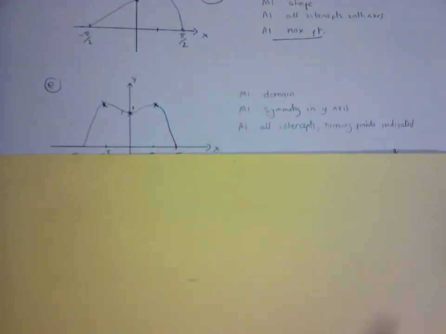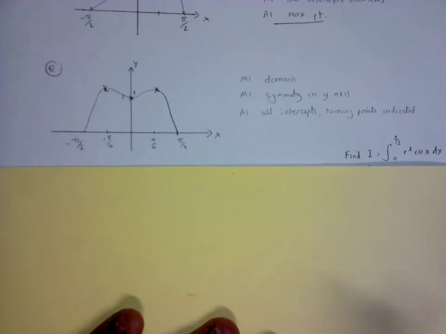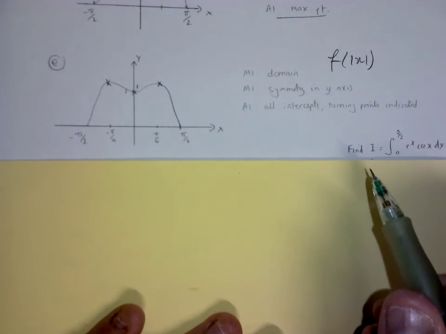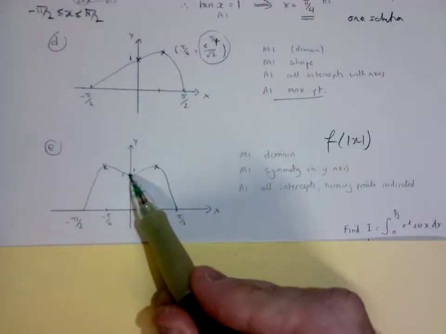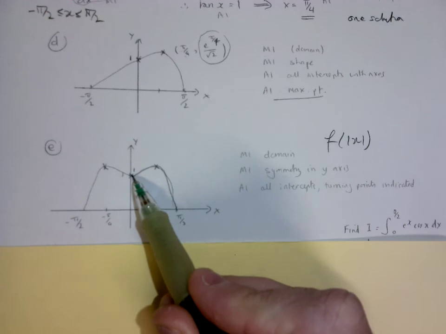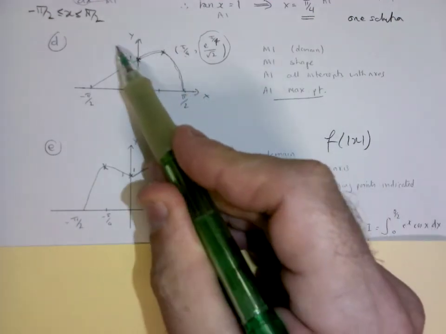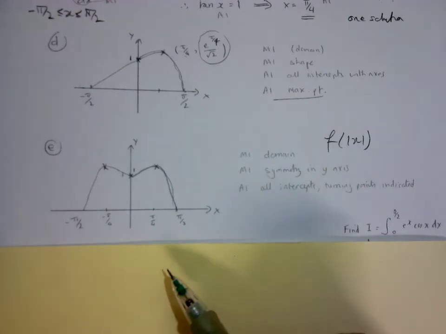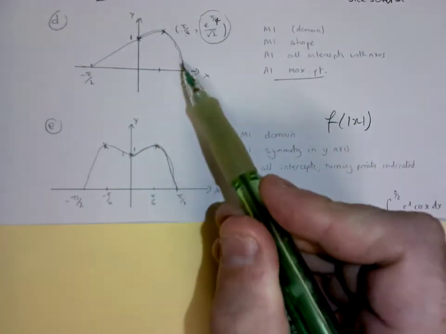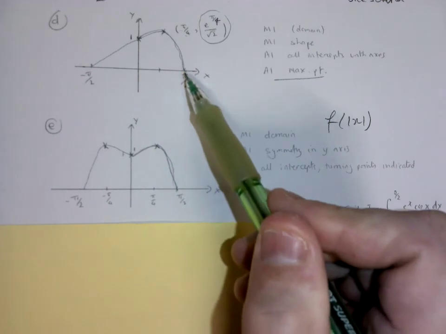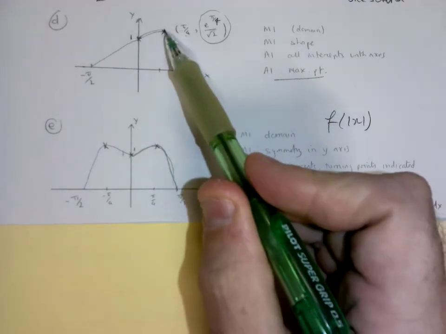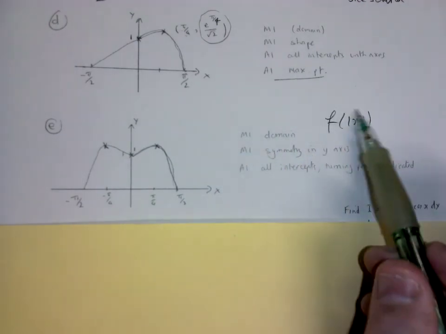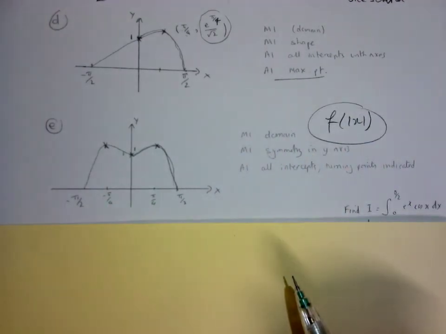E, find the sketch of f of the absolute value of x. Now this is the transformation whereby I take the positive part and it then gets reflected. So you end up with a graph that's symmetrical in the y-axis there. And of course I can just transfer across the information, the intercepts, pi on 2, 1, 1, and the maximum at pi on 4. Of course now I'm going to get another maximum here at pi on 4. So remembering what transformation that function gives.